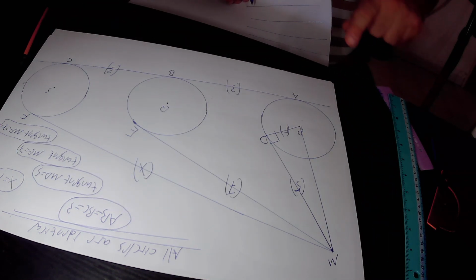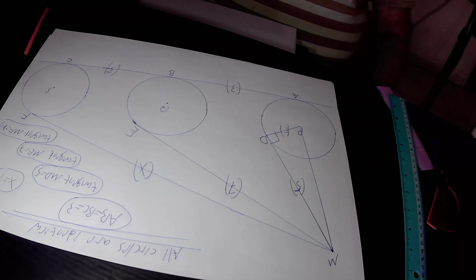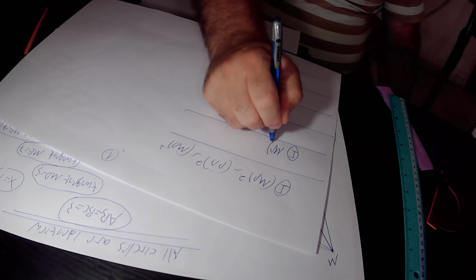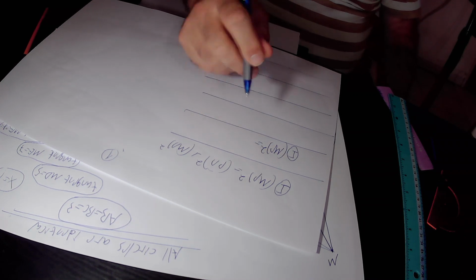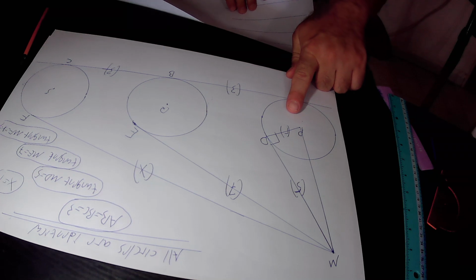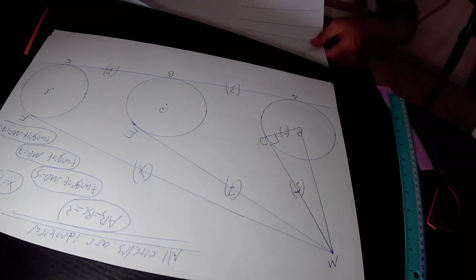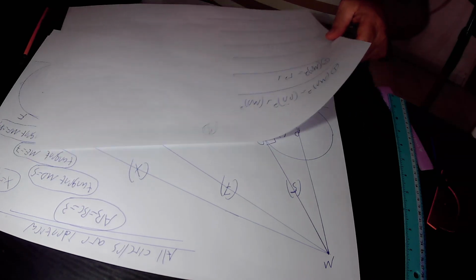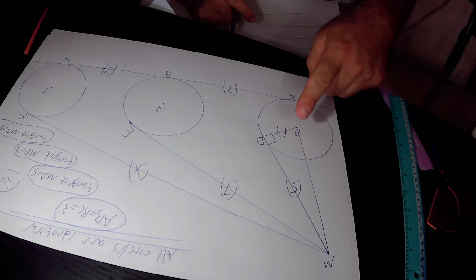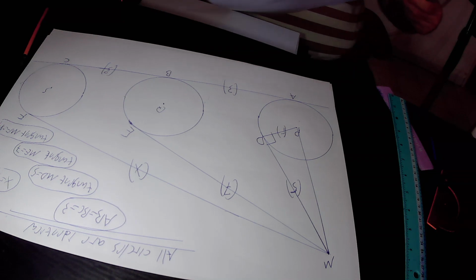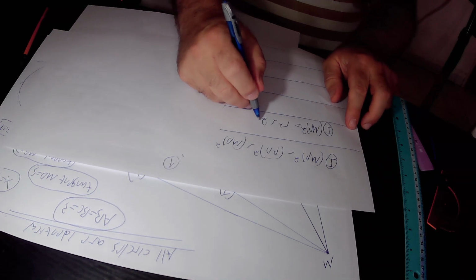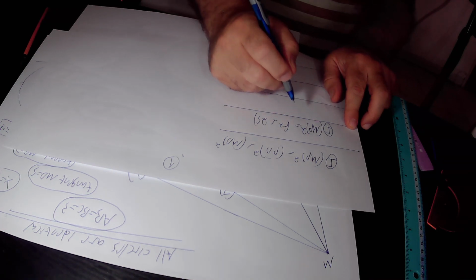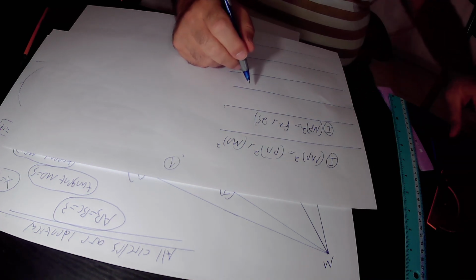MP is the missing side, so we leave it as it is, so it is MP squared, and it is equal to PD squared. PD is R, it is the radius of this circle, therefore PD squared is R squared, plus MD squared. MD is 5, therefore MD squared is 5 squared, that is 25. So in total, according to equation 1, we find that MP squared equals R squared plus 25.